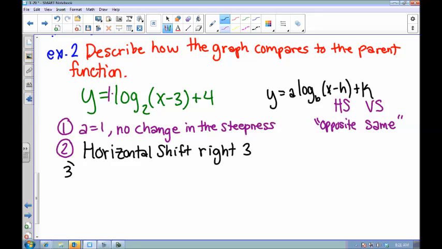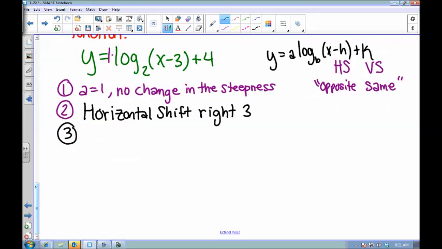Turn to your neighbor, please, and tell them what the plus 4 does to the graph. 4 words to describe what plus 4 does. Emmanuel, what are the 4 words? Is it good or not good? Good. Vertical shift up 4.